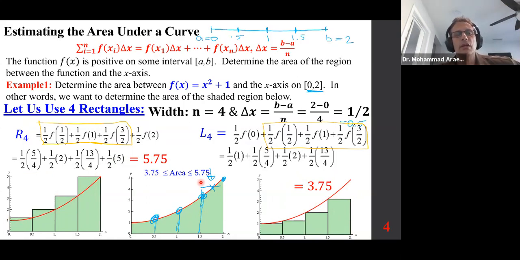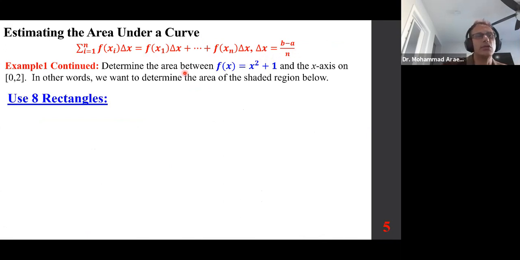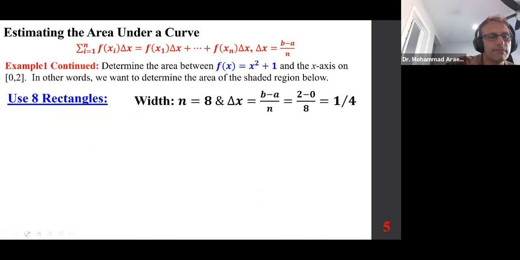Let's repeat the same thing. But this time, instead of n equals 4, let's just change it and use a larger number. Why don't we go with number 8? We are looking at the same situation, the same graph, but this time we want to use a larger n to illustrate the fact that the approximation gets better. So if we use 8, then delta x is (b minus a), 2 minus 0, which is 2, over n, 2 over 8, 1/4 or 0.25.